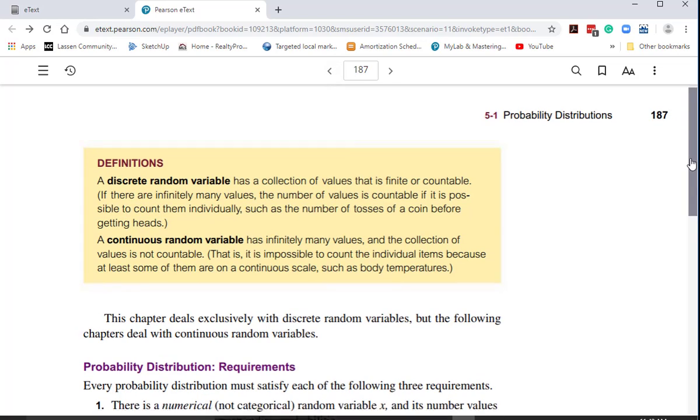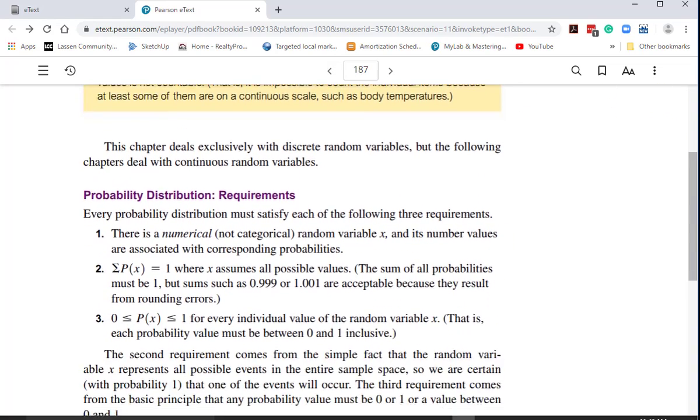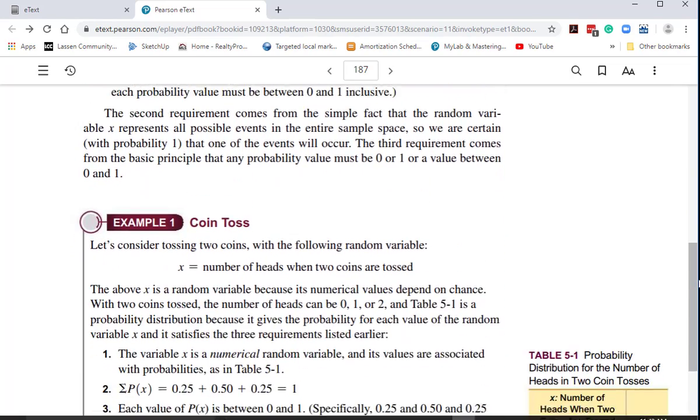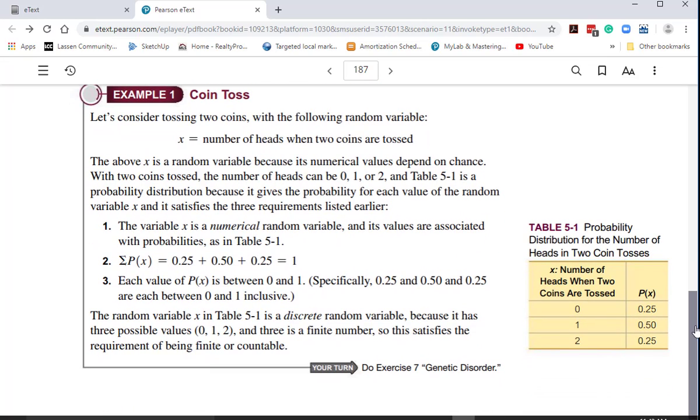We were given an example of a discrete probability distribution. These are the requirements, as you remember, but here's the problem. Right here, they're telling you the probability distribution of the 2 coins. And this is the number of heads that they came up with tossing the coins. So we have that. This is when 2 coins are tossed, right?